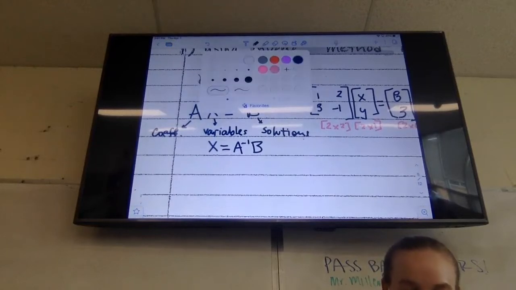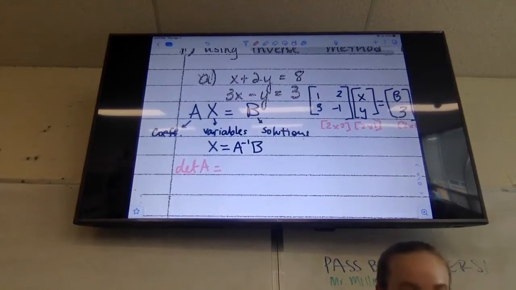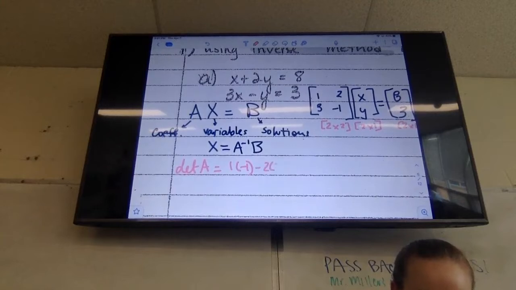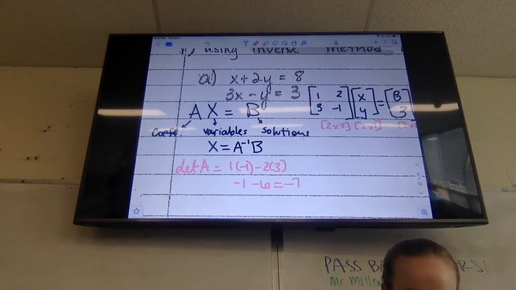So let's start by doing the determinant of A. So determinant of A, it's going to be 1 times -1 minus 2 times 3. I think it's actually going to be -7. -1 minus 6 is -7.